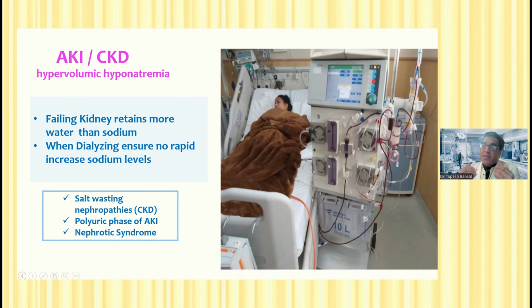And in AKI, there is another reason. That is, there's a washout because there's a solute overload. So in the resolving phase of AKI, there is a washout of solutes, which leads to washout of sodium along with it. Apart from the fact that more water is retained than sodium when you have active acute kidney injury. Other causes are salt wasting nephropathies. There are conditions with tubular dysfunction, CKD conditions, where salt is lost, and nephrotic syndrome, which I've already mentioned. Please ensure when you dialyze that rapid changes in sodium do not occur in these patients.